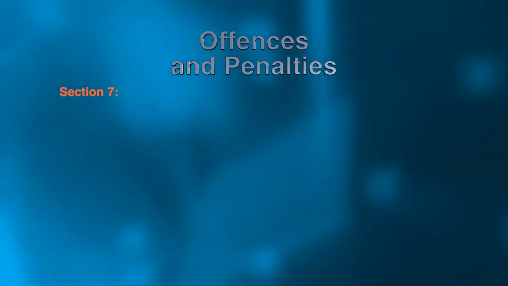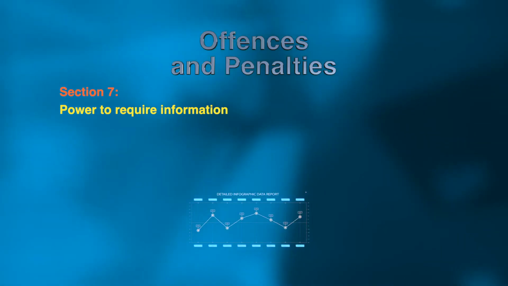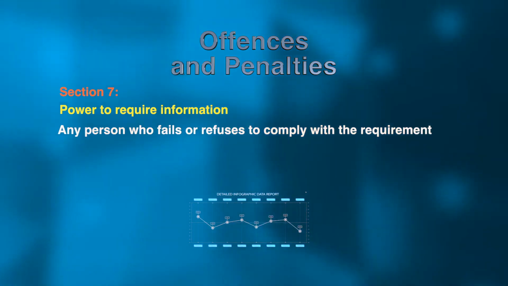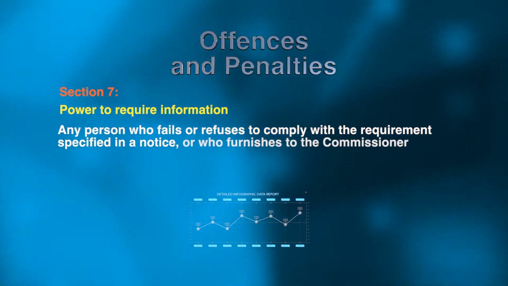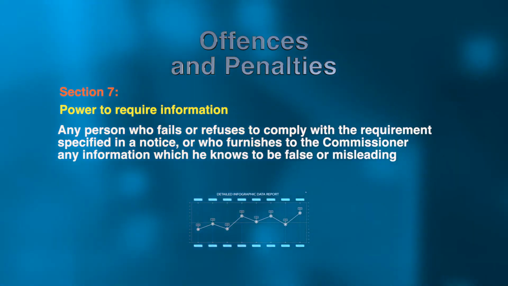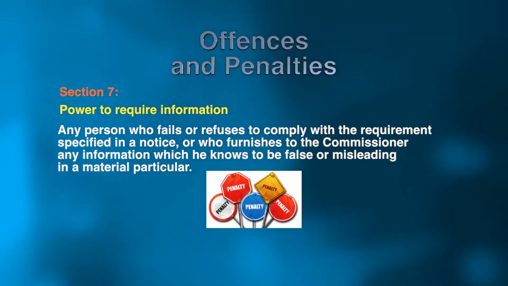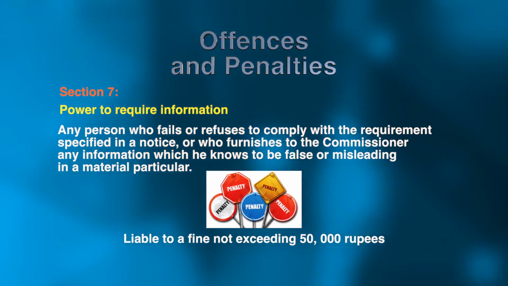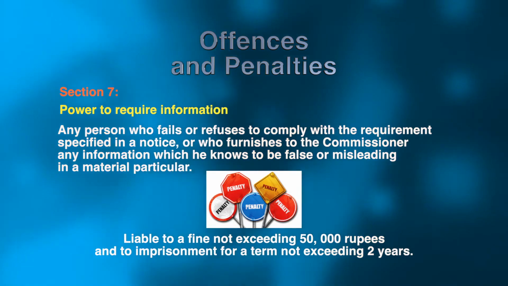Section 7. The Data Protection Commissioner has the power to require information, and any person who fails or refuses to comply with this requirement as specified in a notice, or who furnishes to the Commissioner any information which he knows to be false or misleading in a material particular, is liable to a fine not exceeding 50,000 rupees and to imprisonment for a term not exceeding 2 years.